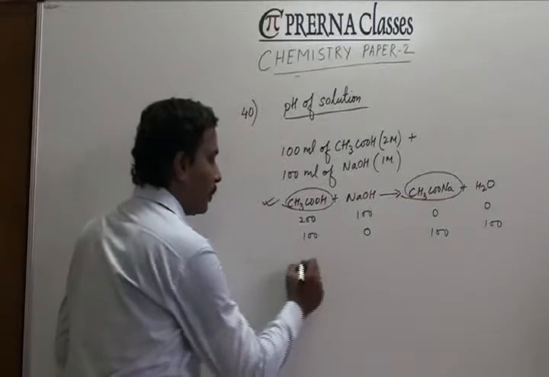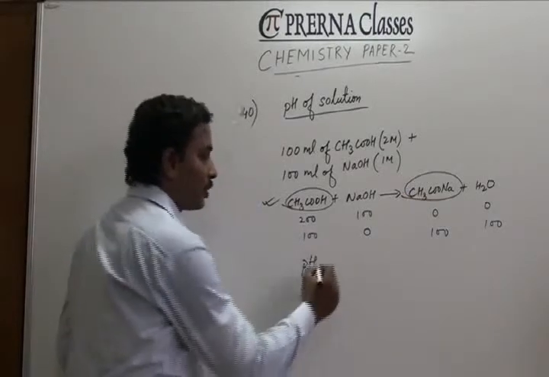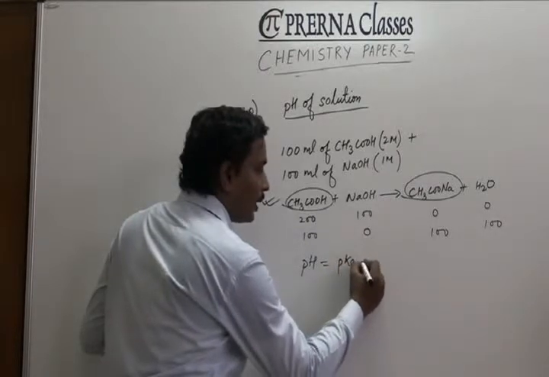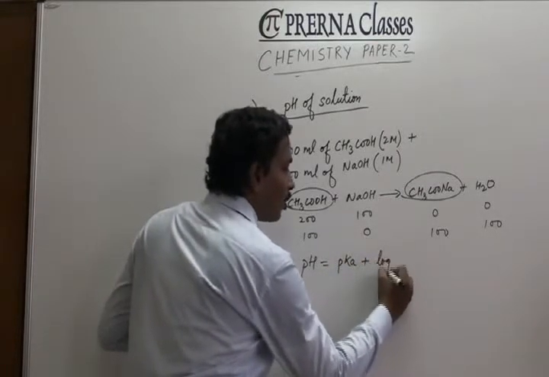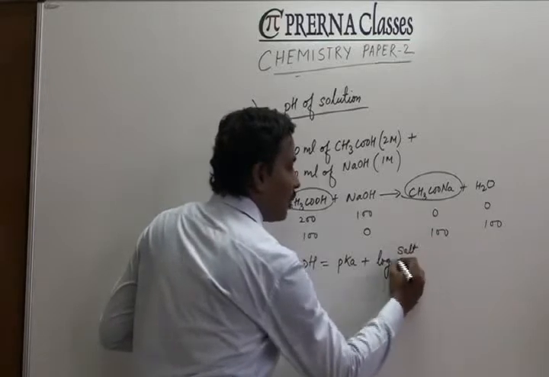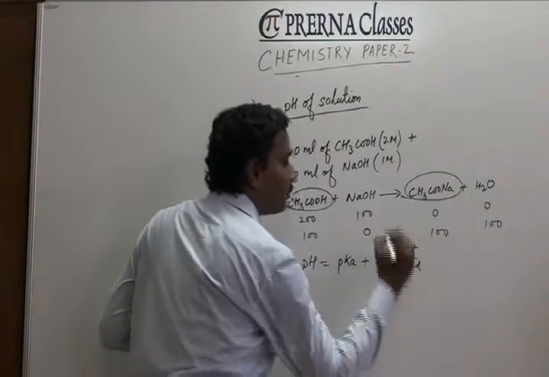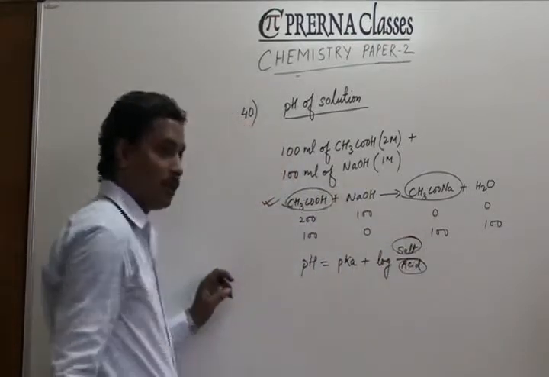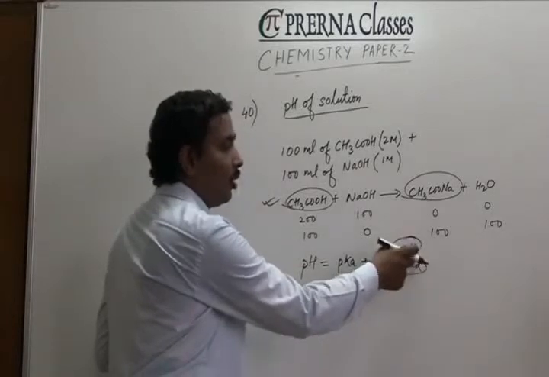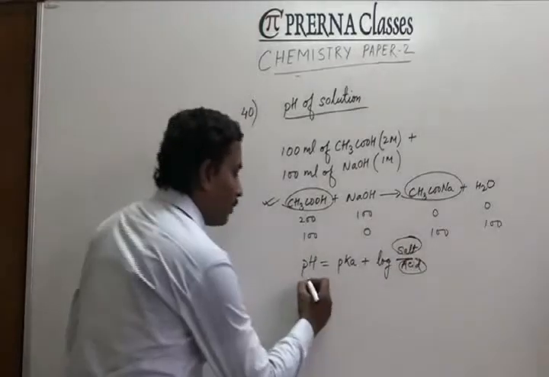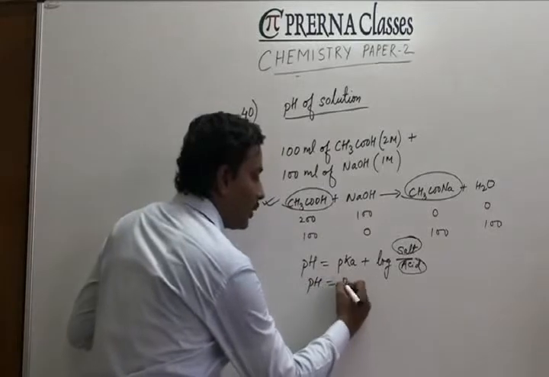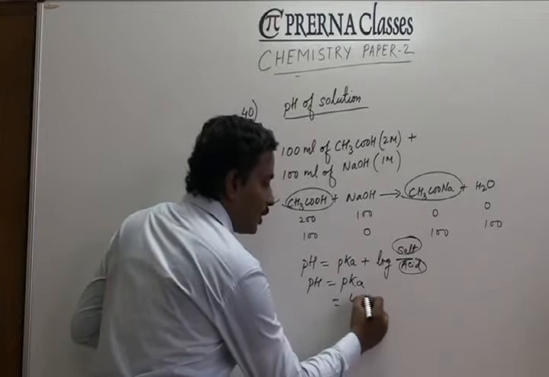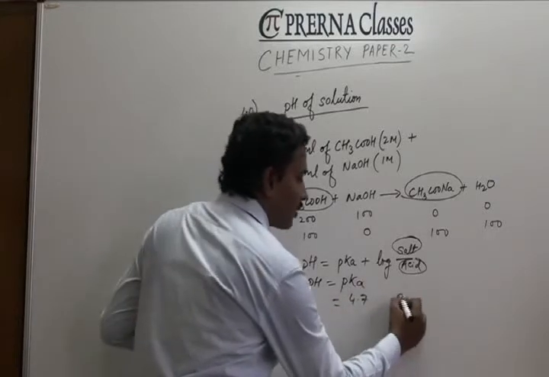So we can write pH for a buffer solution is equal to pKa plus log of salt by acid. The concentration of salt and acid is equal. That means it is log 1, and log 1 is 0. That means pH is equal to pKa. On calculating, we will get the value 4.7. Therefore the answer is option B.